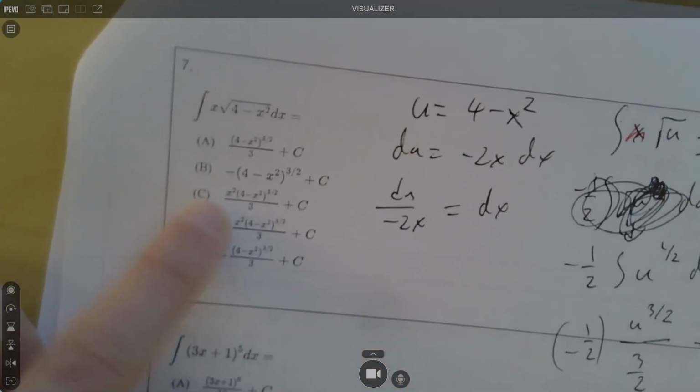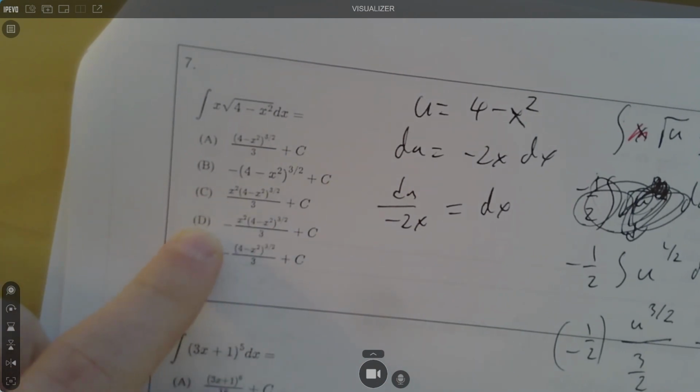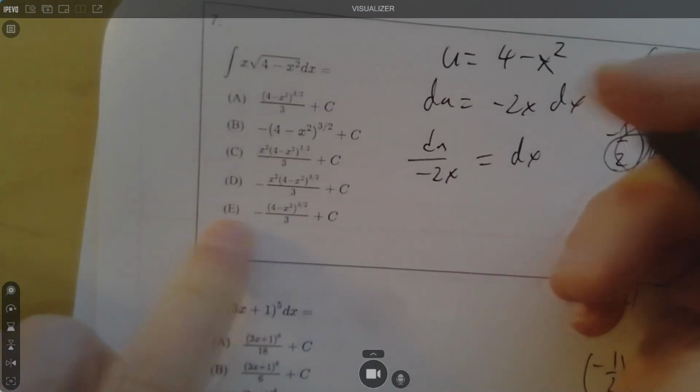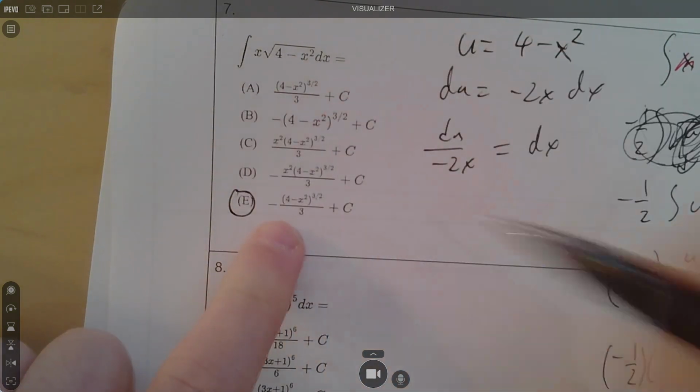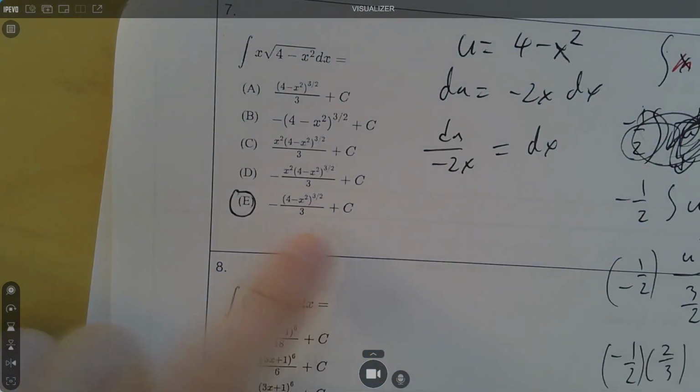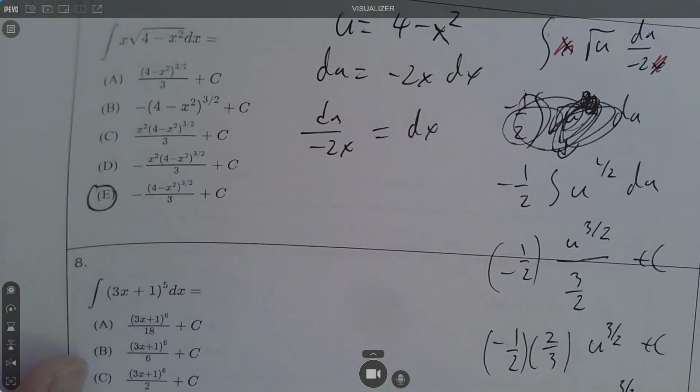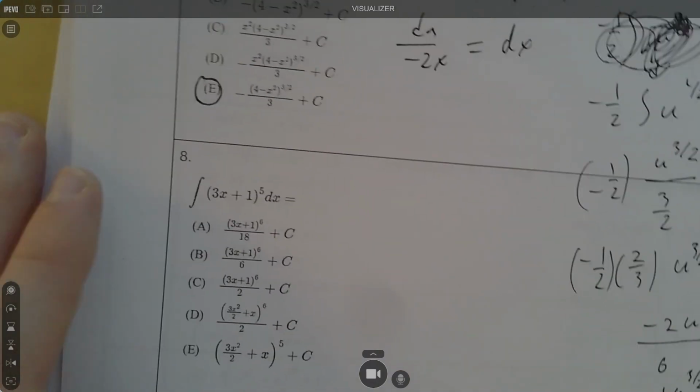Okay, so we go back up. Do I look for that? Negative, there it is, right? Negative, no, this one, e. Negative (4 minus x squared) to the 3/2 over 3 plus c. That's what I got. Okay. All right, 8.